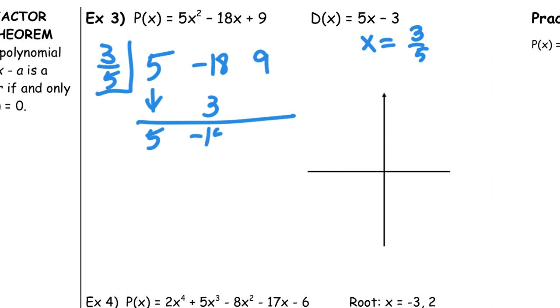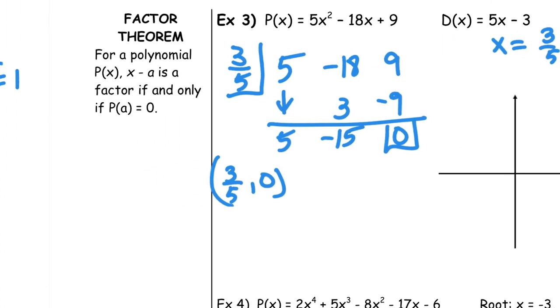Then we're going to combine and we get negative 15. When you multiply 3/5 times negative 15, well, 5 goes into negative 15 how many times? Negative 3. So negative 3 times 3 is negative 9. So now I have a remainder of 0, which means 3/5 is a root. And that's what factor theorem will tell us.